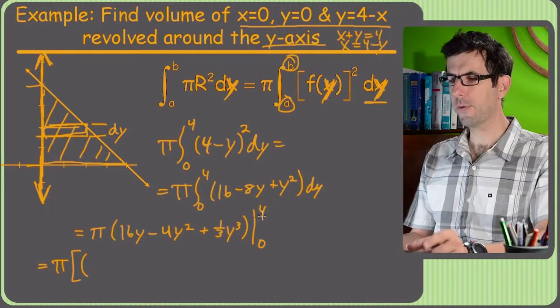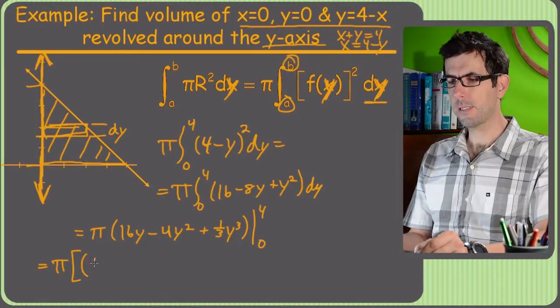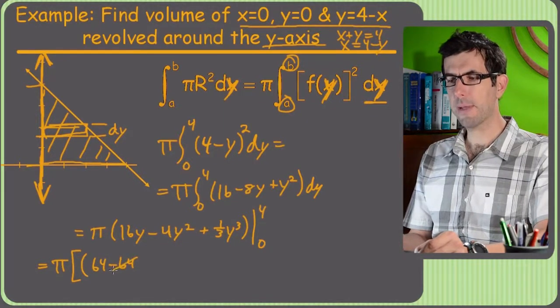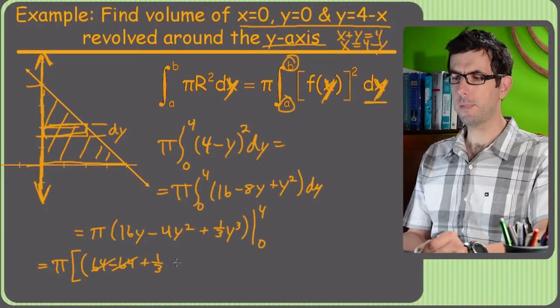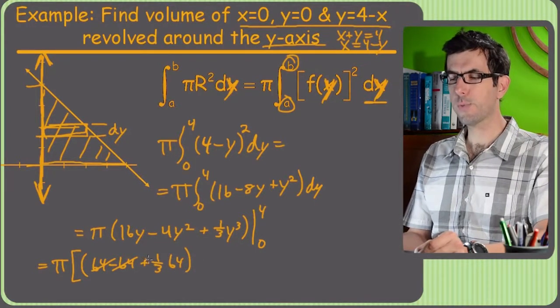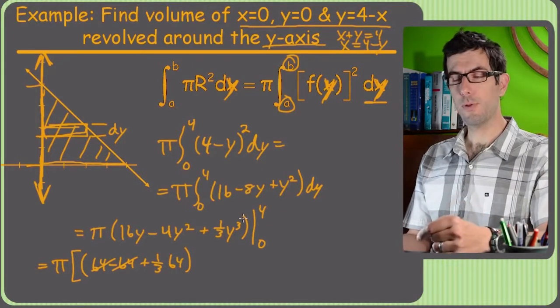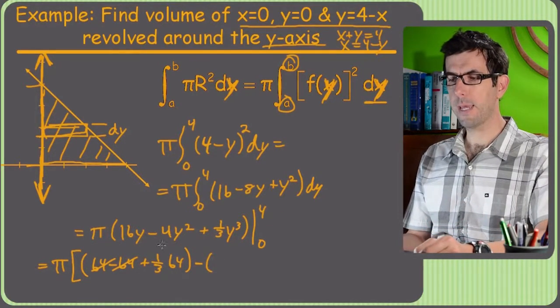All right, plug in the upper limit of integration. 4 times 16 is 64. Minus 4 times 16, oops. Yeah, I remember that happening last time. Plus 1/3 y cubed, 64. All right, so that's what happened when we plugged in 4. Now we plug in the bottom limit of integration, and we get 0.